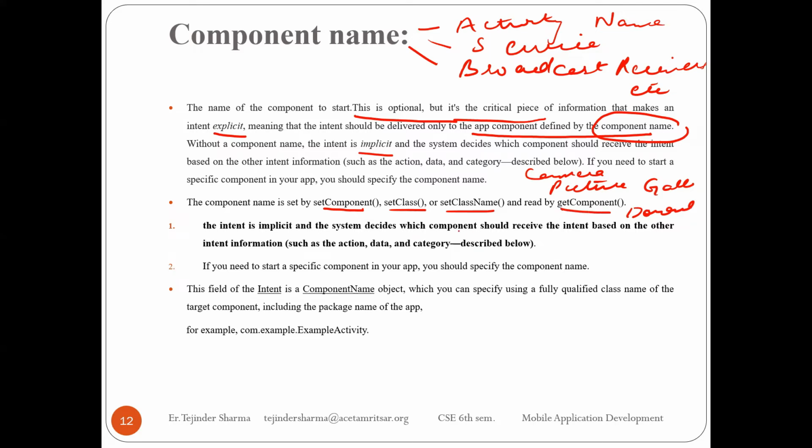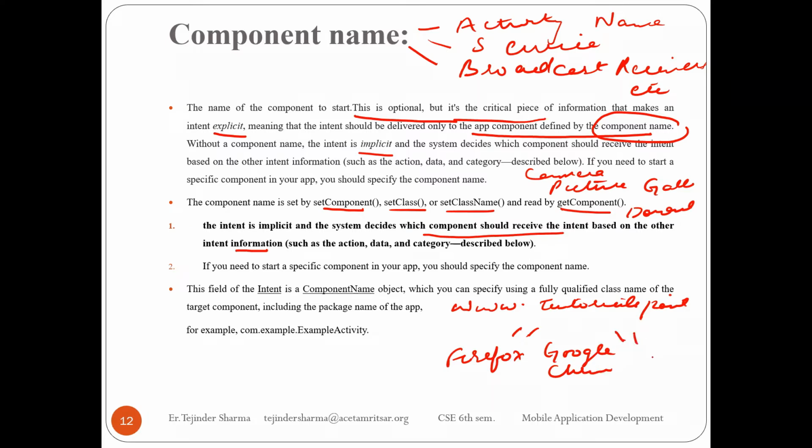So if the intent is implicit, the system decides which component should receive the intent based on the intent information. Now, what does this mean? Suppose I want to open a website, www.tutorialspoint.com. Fine. So I want to open this site. Now, what happens? I have a Firefox browser in my phone. I have Google Chrome, and I have, supposedly, Edge also.